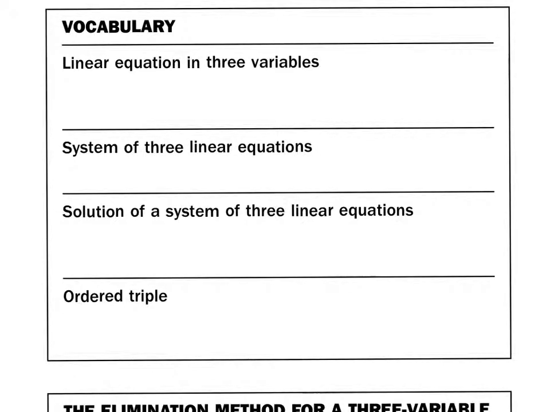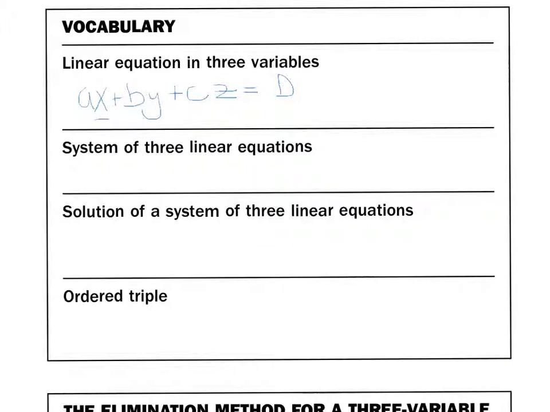Okay, linear equations in 3 variables. This is 3.4. What is a linear equation in 3 variables? It has a form something times x plus something times y plus something times z equals some number or some constant. What's a system of those?